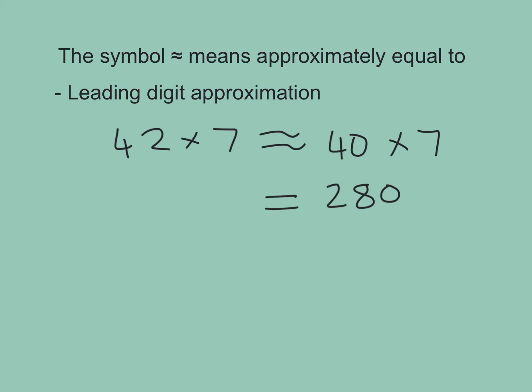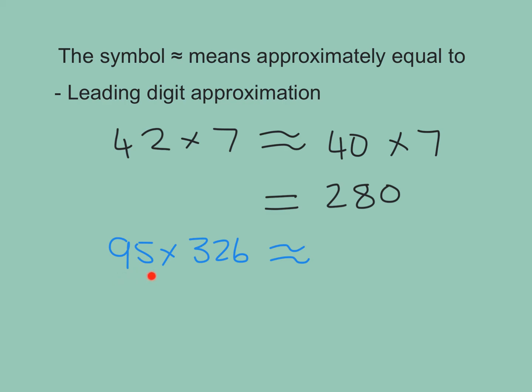Alright, well done. Have a go at this one. 95 multiplied by 326 is approximately equal to what? Now, don't let this fool you. Look at the 95, what are you going to round that to? 326, what are you going to round that to? Put the video on pause and come back when you're ready. See if you got it right.